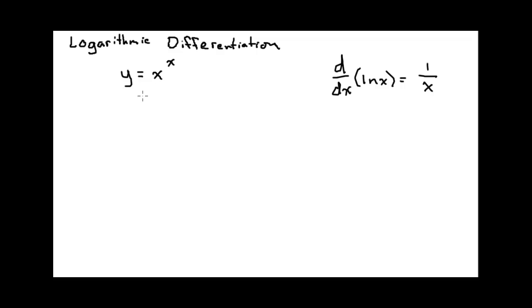So if you look at this function and you say to yourself, okay, I want to take the derivative of this, how am I going to do that? Well, you might think power rule, but power rule only applies when the exponent is constant. You might think exponential rule, that only applies when the base is constant. So, in this case, we have a variable in both the base and the exponent. So we can't use power rule or exponential rule. So we're going to have to do something else.